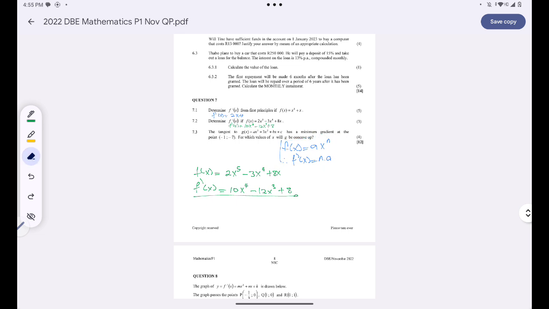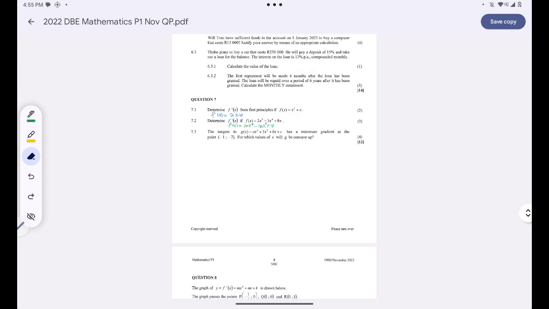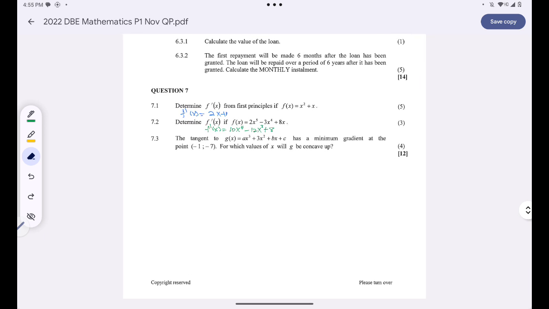Okay, now let's do question 7.3. 7.3, we are told that the tangent to the curve g of x has a minimum gradient at this point over here. Then we are being asked for which values of x will g be concave up. Okay, firstly we are told that our gradient has a minimum gradient, right? Our tangent has a minimum gradient, right?